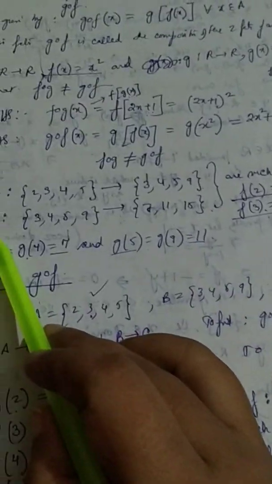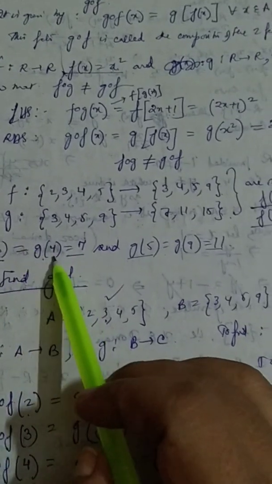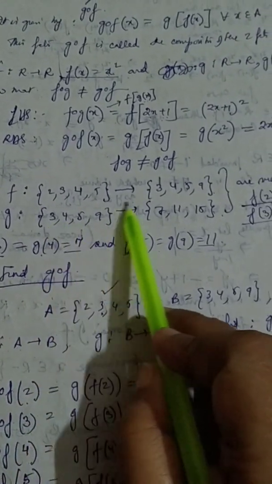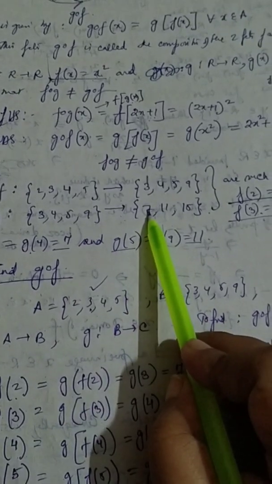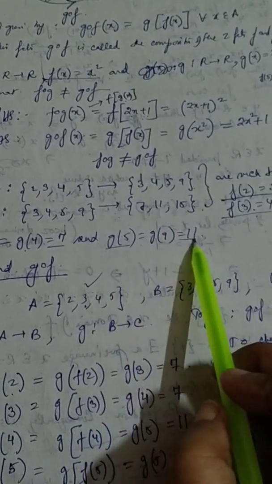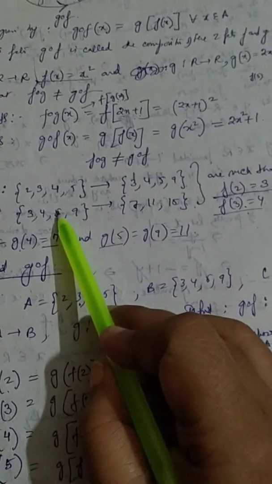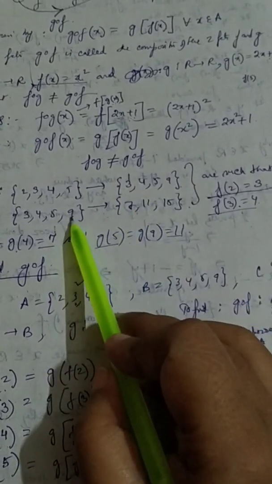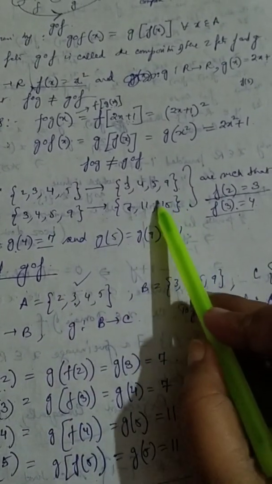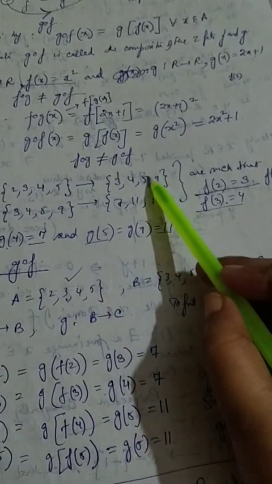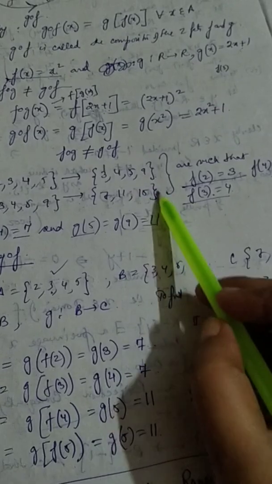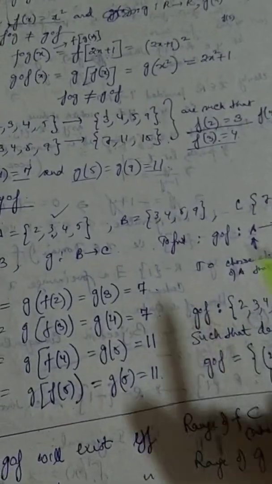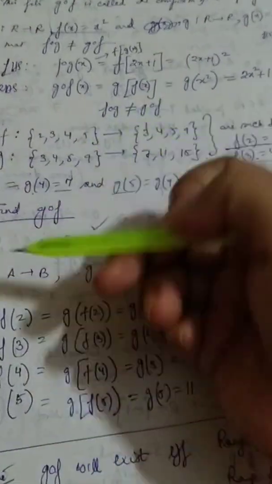Anyway, G, what else is given? G3 is 7 and G4 is 7. So 3 is associated with 7. 4 is also associated with 7. G5 and G9 is 11. So this 5 is associated with 11. 9 is also associated with 11. So 15 is left over. Here 9 is left over in the codomain, and here 15 is left over in the codomain. Anyway, we'll see to that. So I've written it more explicitly.